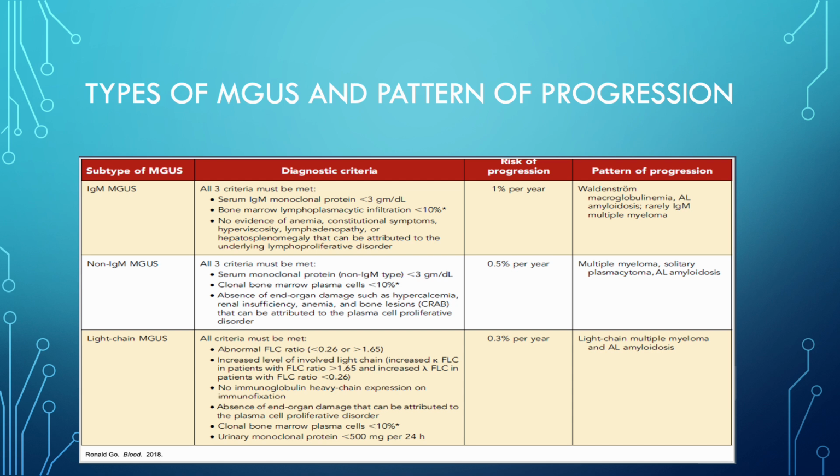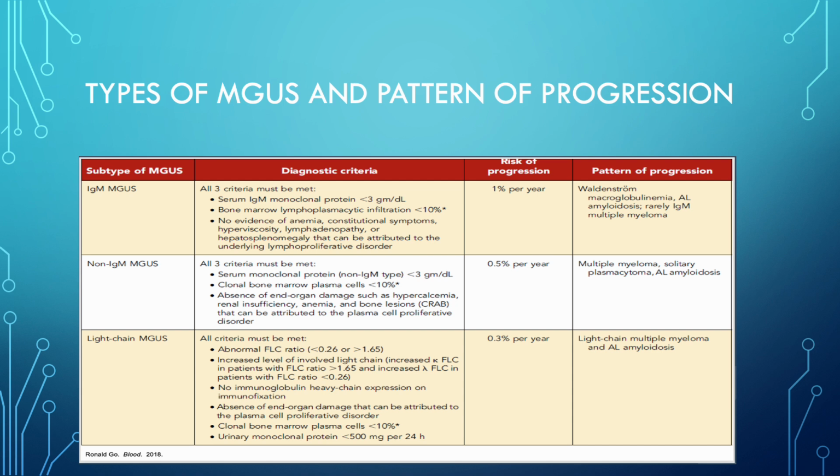Talking about the non-IgM type, again, the three criteria need to be met. That means that the non-IgM type immunoglobulin, like the monoclonal protein, has to be less than 3. The clonal bone marrow plasma cells need to be less than 10%. And there has to be an absence of, again, end organ damage, such as hypercalcemia or any CRAB features. The risk of progression is 0.5% per year. And the pattern of progression will be multiple myeloma, solitary plasmacytoma, or AL amyloidosis.